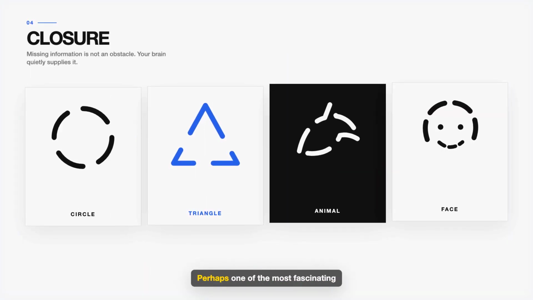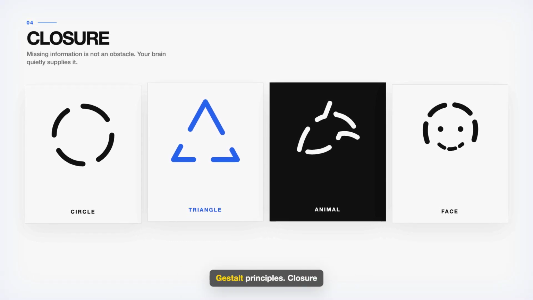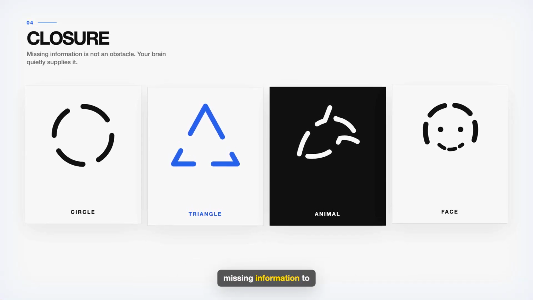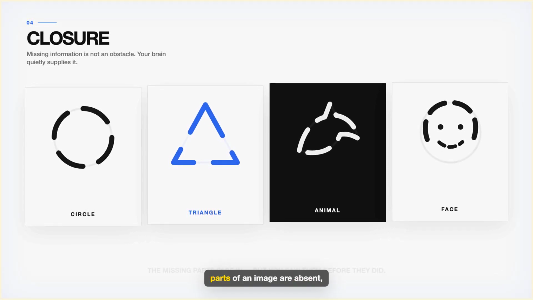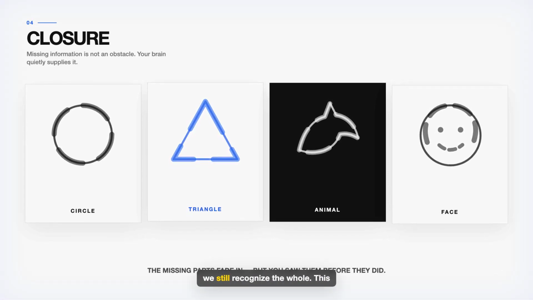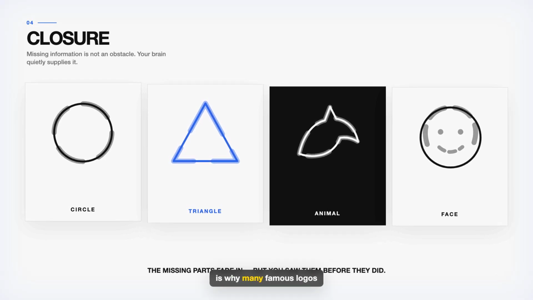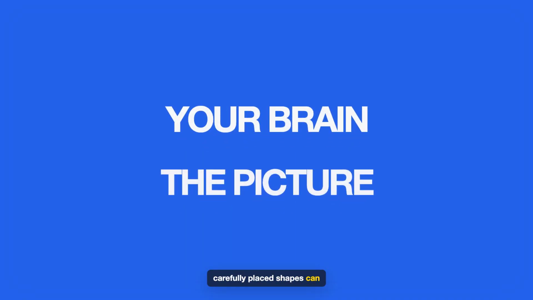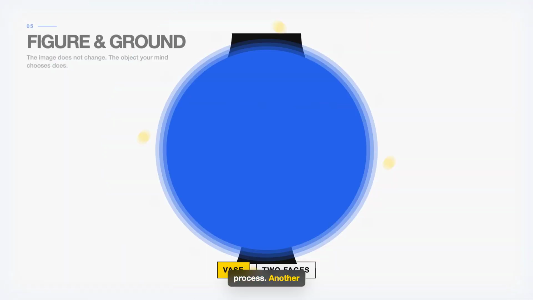Then there is closure. Perhaps one of the most fascinating Gestalt principles. Closure occurs when the brain fills in missing information to complete a shape. Even when parts of an image are absent, we still recognize the whole. This is why many famous logos work so well. A few carefully placed shapes can suggest an entire object. The viewer completes the image mentally. In a sense, the audience becomes part of the design process.